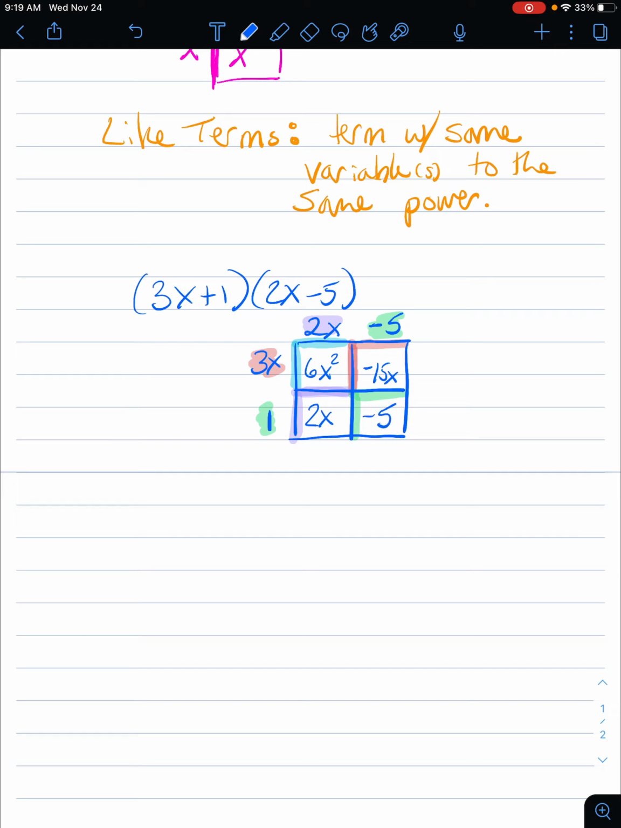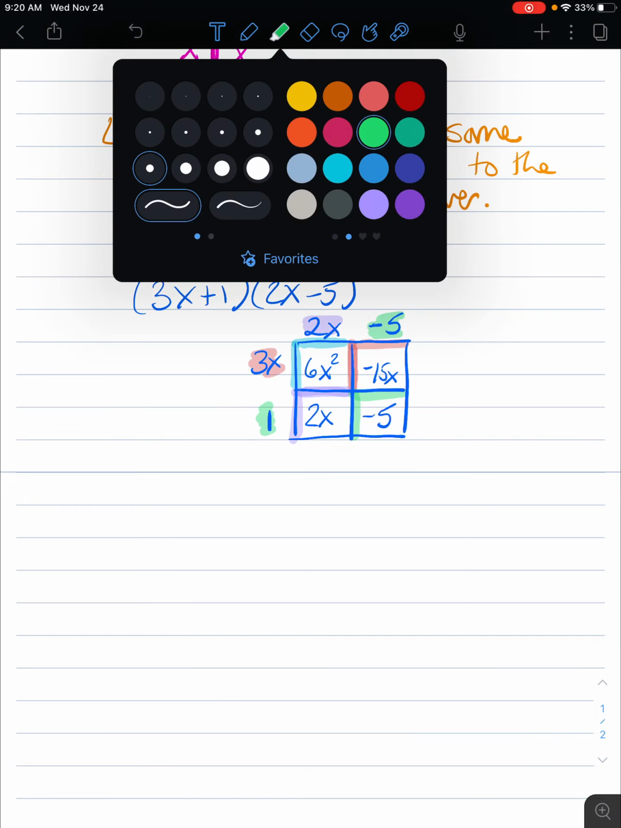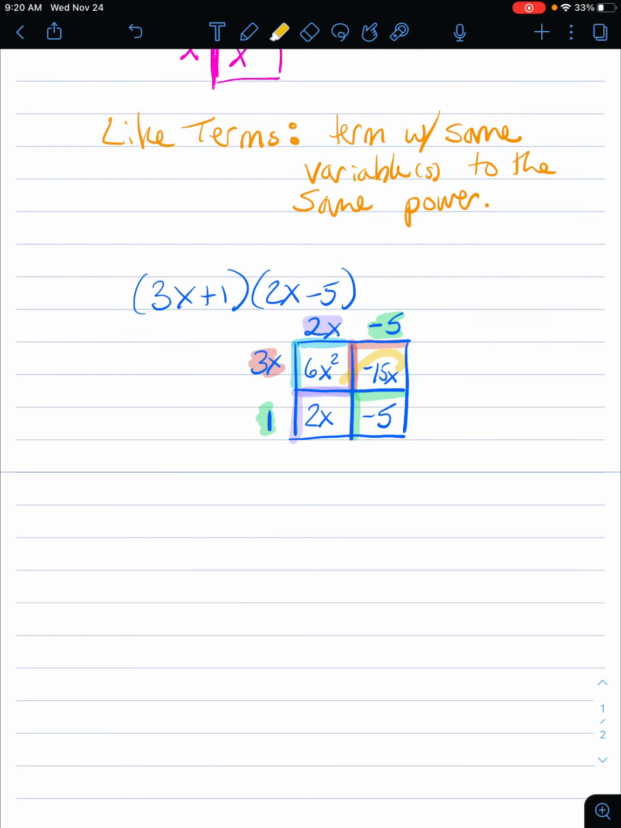Now our job is to add all 4 of these small rectangles, all their areas, together. So something you want to look for is if you can combine anything. And often what you're going to see is this diagonal is going to have like terms. And so we're going to want to combine those. So the answer should be 6x squared, negative 15x plus 2x is negative 13x, and then we add that negative 5 at the end.